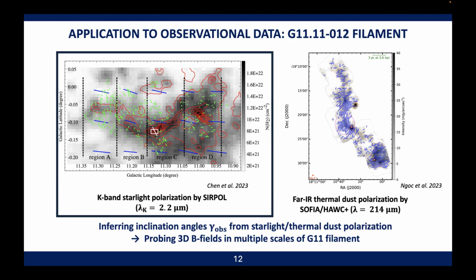The starlight polarization mostly traces the magnetic field in the outer envelope of the G11 filament. Why? When we use the thermal dust polarization from SOFIA, we can trace mostly the denser environment, the denser filament. So when we apply the new technique to both the starlight and thermal dust polarization, we can use that to probe the 3D magnetic field at multiple scales, from the outer envelope of the G11 to the smaller scale in the denser inner region of the G11 filament.